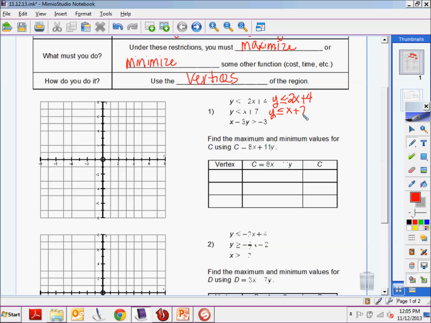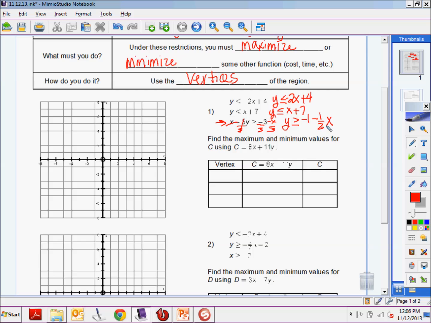What would this one become? How would I get x by itself here? You subtract the x, and then divide by 3. So therefore, y is greater than or equal to negative 1 minus 1/3 x.